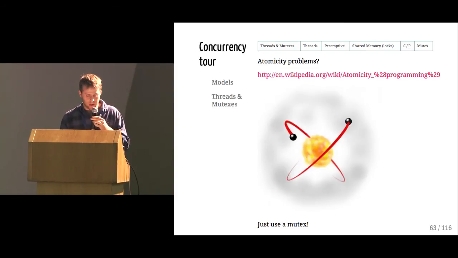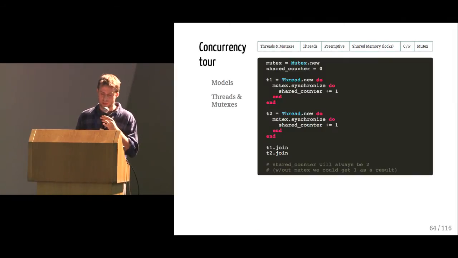So how do we deal with atomicity? Well, we just use a mutex, right? We lock around the incrementing that we want to make sure equals 2 at the end. So thread 1 tries to increment that counter. And then thread 2 tries to increment it, but it can't access that shared data because there's a lock around it.